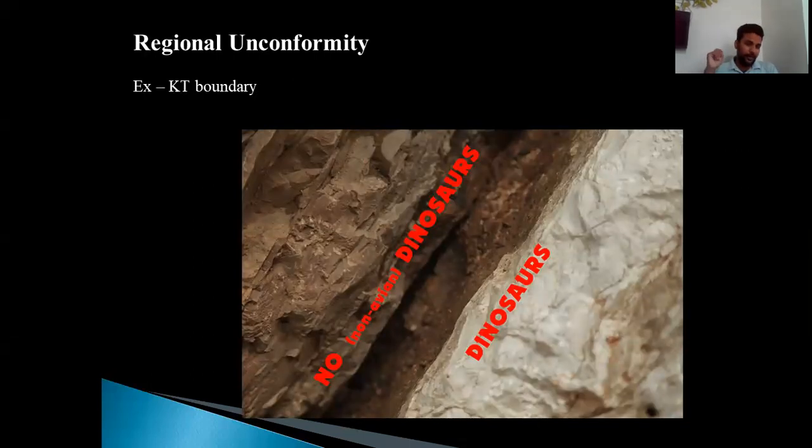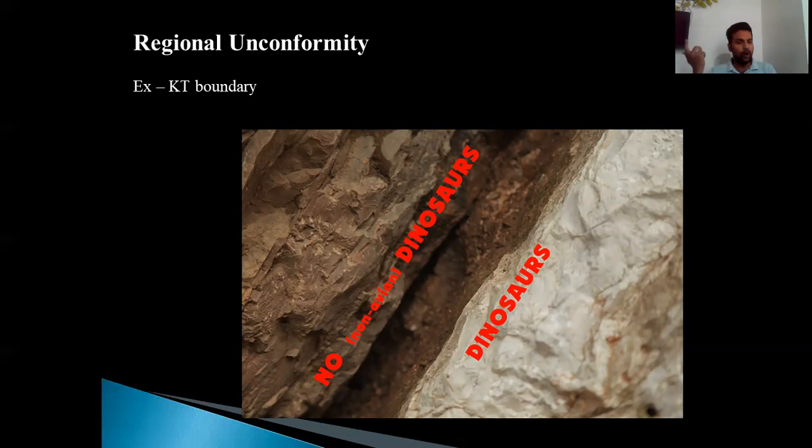Regional unconformity. Regional unconformity is very important to understand because such unconformities are traced throughout the world. The well-known example is the KT boundary, the Cretaceous-Tertiary boundary. What actually is the Cretaceous-Tertiary boundary? It distinguishes between two sets of beds where the beds below contain fossils of dinosaurs, whereas the beds above do not show any evidence of dinosaur fossils. So what does it represent? The KT boundary signifies the extinction of the dinosaurs.